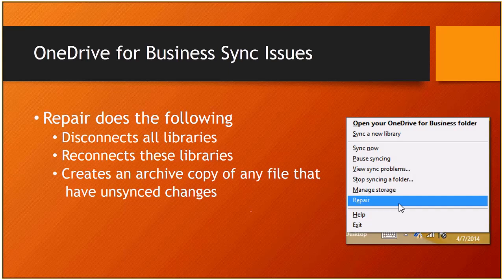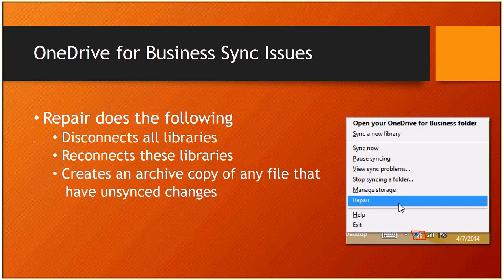Lastly, what you can also do is run a repair. That little cloud icon that we talked about down in your system tray, if you right-click on that, you're going to get this menu. And the easiest thing to do is just hit repair. What that will do is, as it says right here, disconnect all the libraries from synchronizing, and then reconnect them. So it's going to reestablish that connection with your cloud storage and see if that solves the issue.